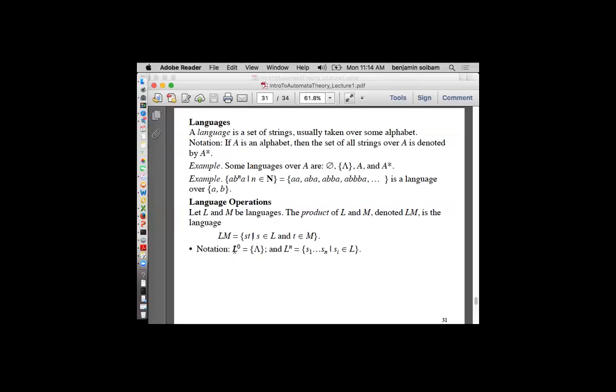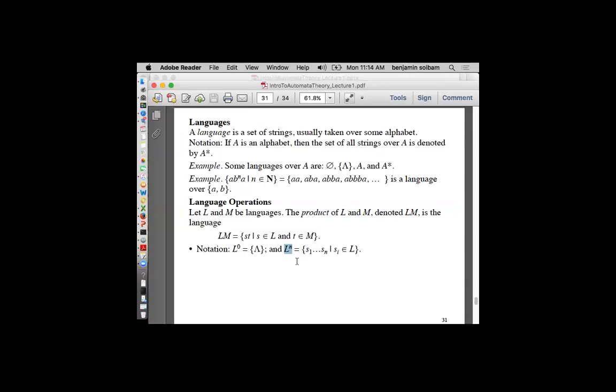Some notation again. If you have a language L, L to the power 0 is basically the empty set. And L to the power n is what? Remember, we defined this in terms of strings. If you have a string S to the power n, this simply means S repeated n times. Now we are defining it in terms of language. So when I write L to the power n, what does that mean?